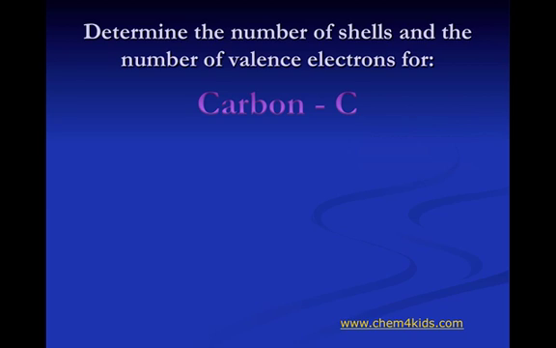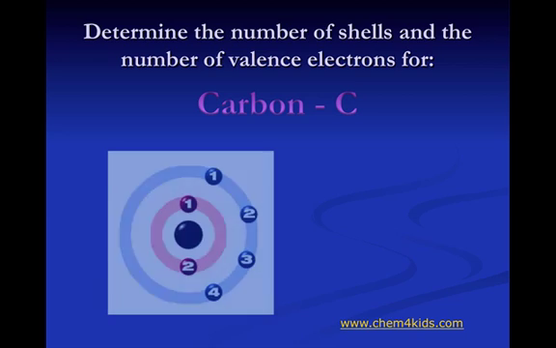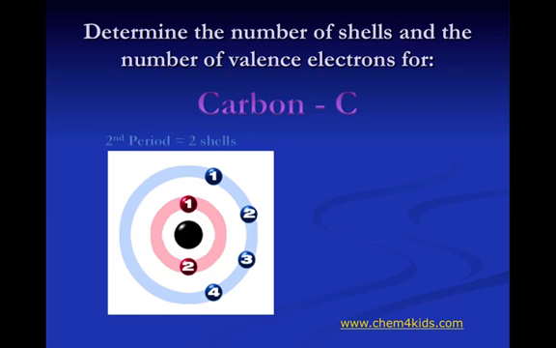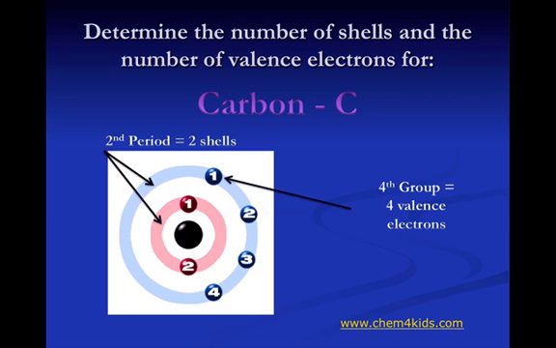Here's a little practice. What you need to do is look at the periodic table. Let's try carbon. If you look up carbon on your periodic table, you'll see it's in period number 2. That means it has 2 energy levels, and it's in group 4, group 4A, so it has 4 valence electrons. Now recall that carbon is atomic number 6, so it has 6 electrons total. So the first 2 go in energy level 1, and the next 4 go in energy level 2.